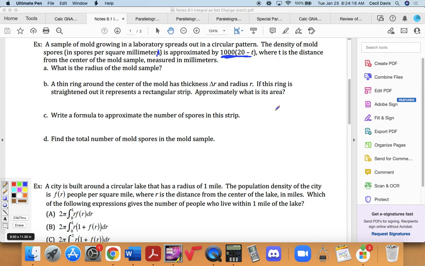At the center, when t is equal to 0, you've got 20,000 mold spores per square millimeter. You have a lot of mold spores in the middle. And as it goes out, the density decreases. So it's 20 millimeters. A thin ring around the center of the mold has thickness delta R and radius R. So we've got this thin ring.